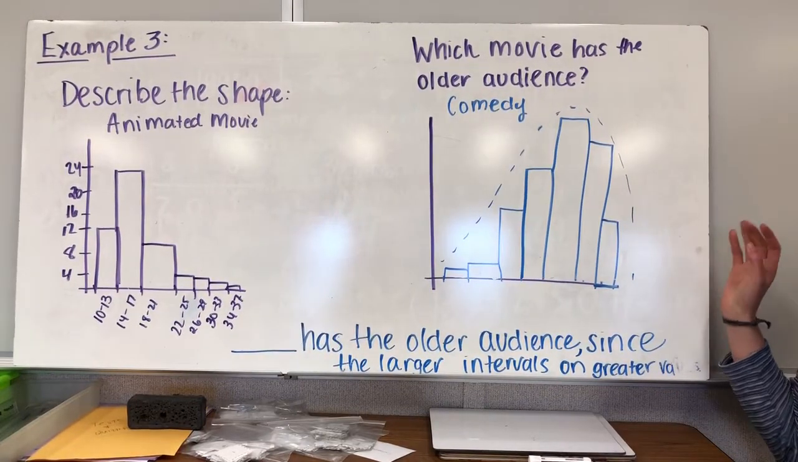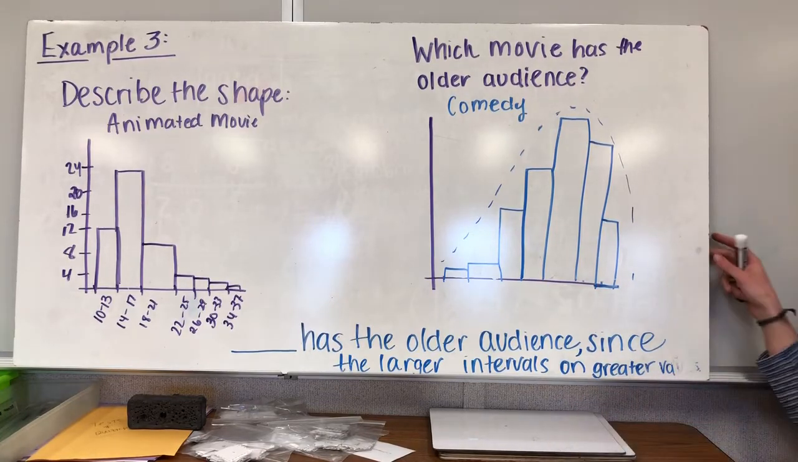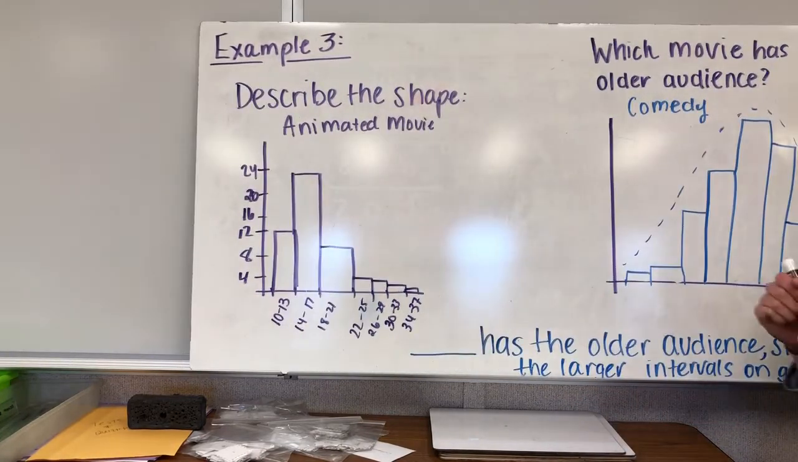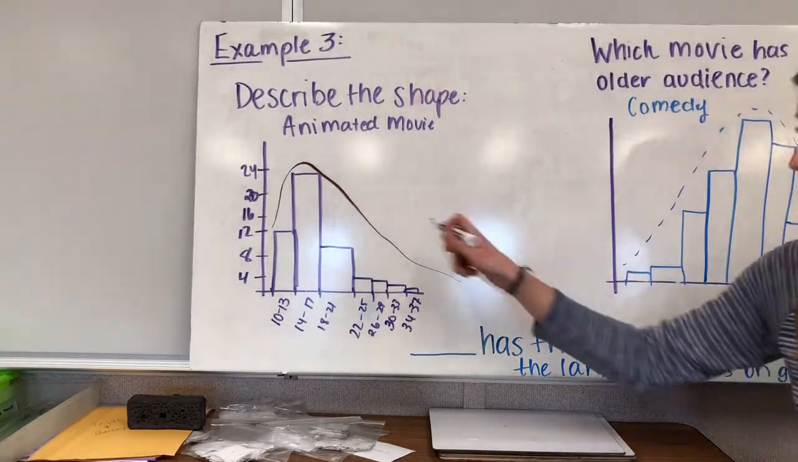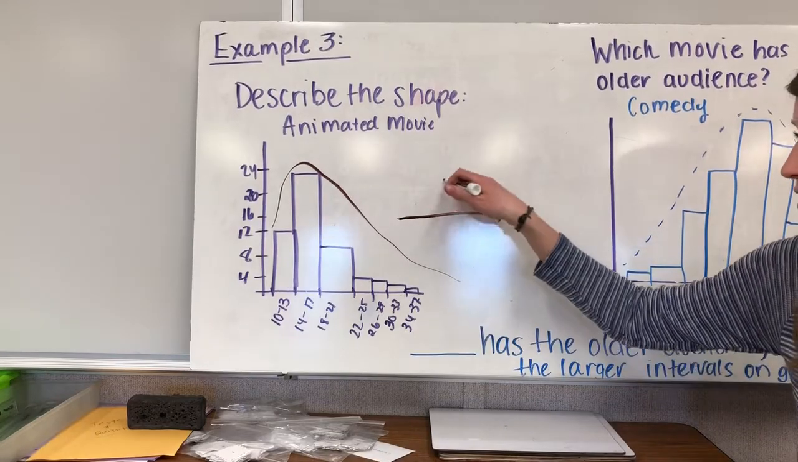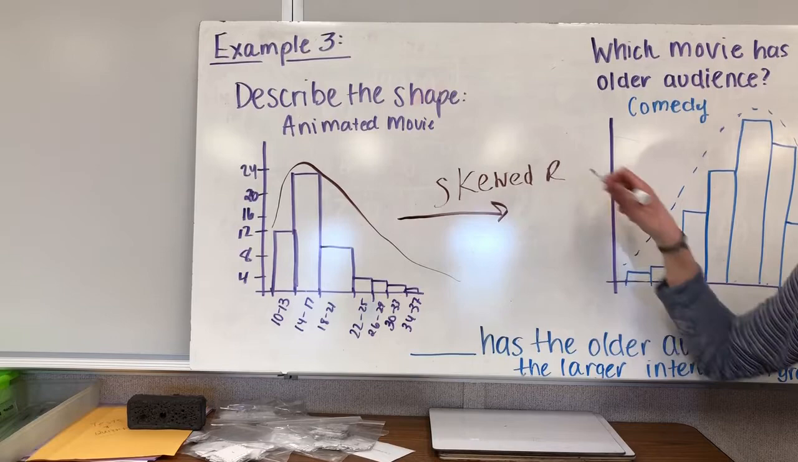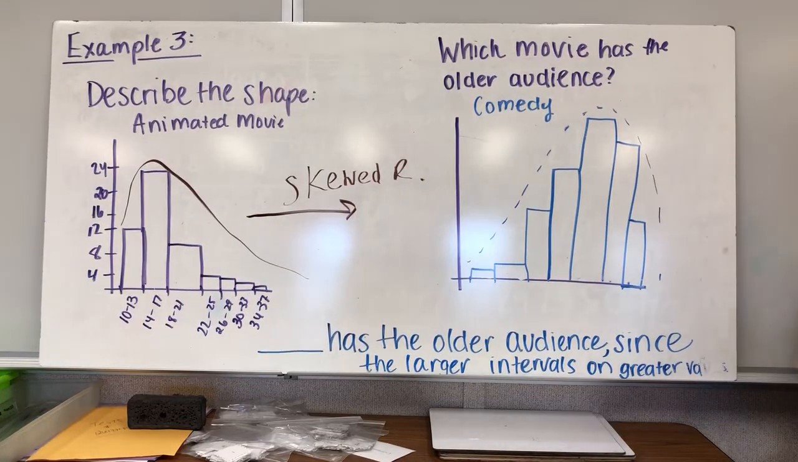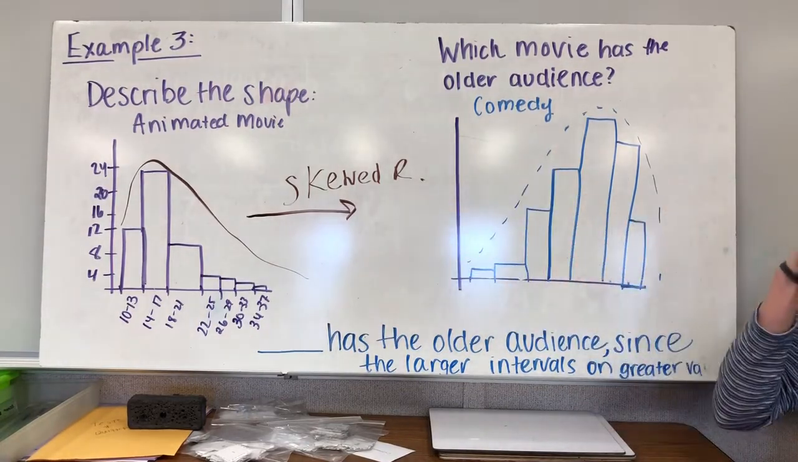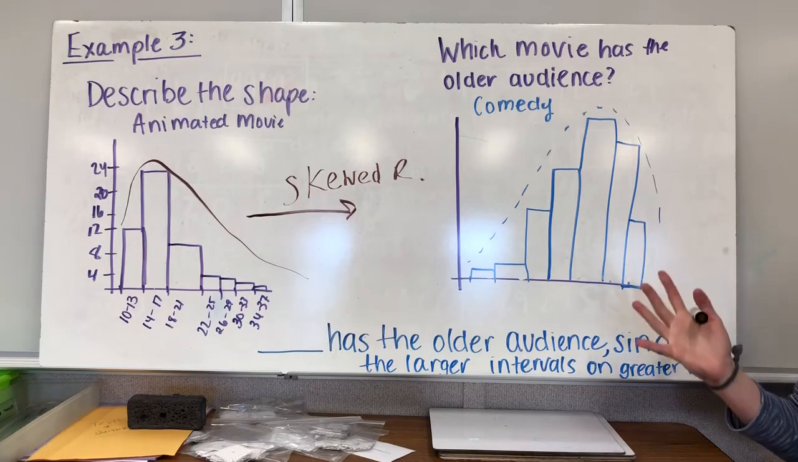Example number 3 says first we have to describe the shape of the animated movie. Now if I were to draw a curve over it, we can see this time it's being pulled to the right, so this is skewed right. Now they ask us which movie we think has the older audience, animated or comedy. I went ahead and copied the comedy graph right here so we could see. Let's take a look at this.